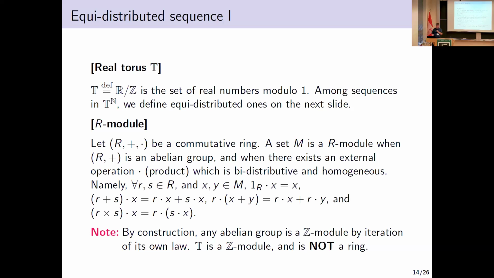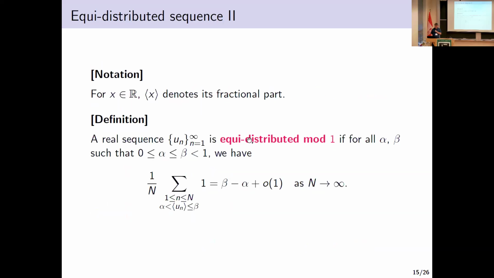So how do we compute the priorities using equidistributed sequences? Well, I'll just recall what an equidistributed sequence is. For that, we need to talk about the torus. I can skip that slide. So if I have a real sequence of numbers, it's equidistributed mod 1 if, for alpha and beta such that alpha is less than beta, and both are between 0 and 1, the average number of terms whose fractional part lies in the interval is uniformly distributed, plus something that tends to 0.